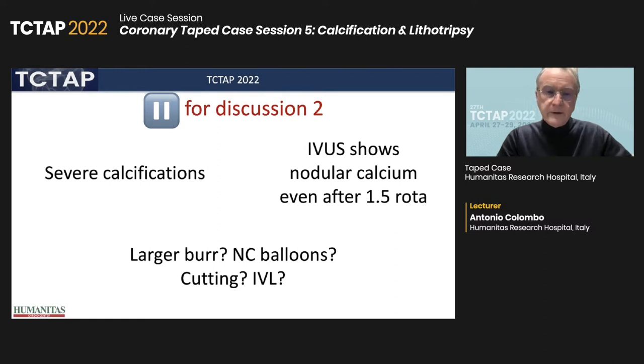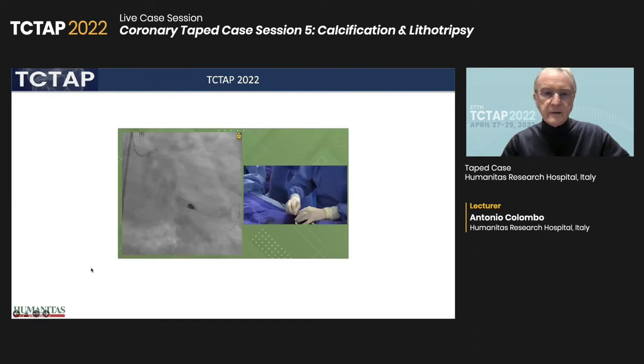So at this point, we could use a larger balloon, as we said, a larger burr, another type of atherectomy like orbital atherectomy, or IVL, which stands for intravascular lithotripsy. I think when you're dealing with these big vessels, lithotripsy is really the way to go.